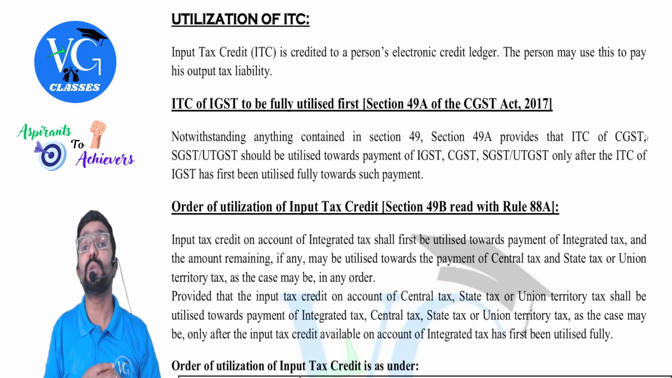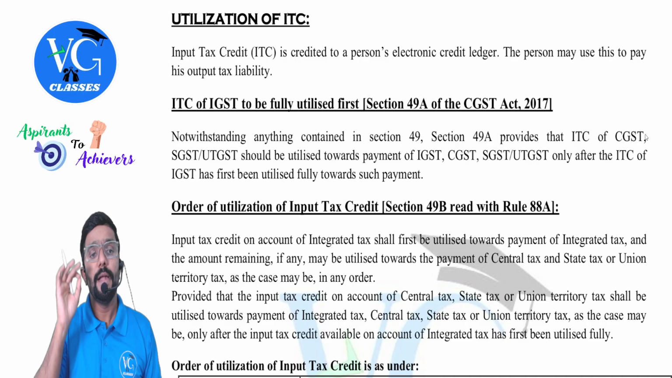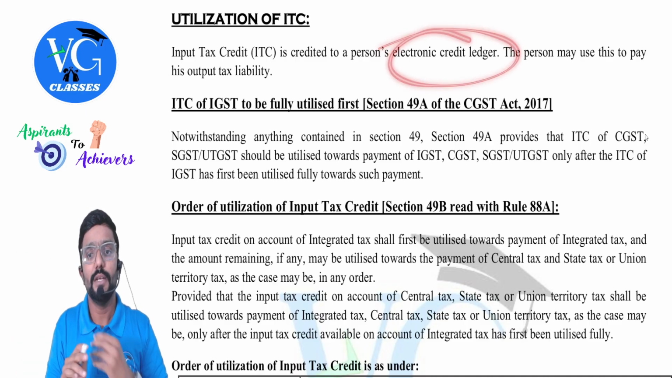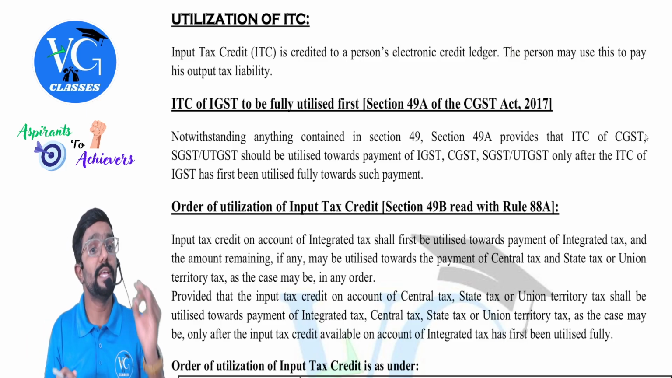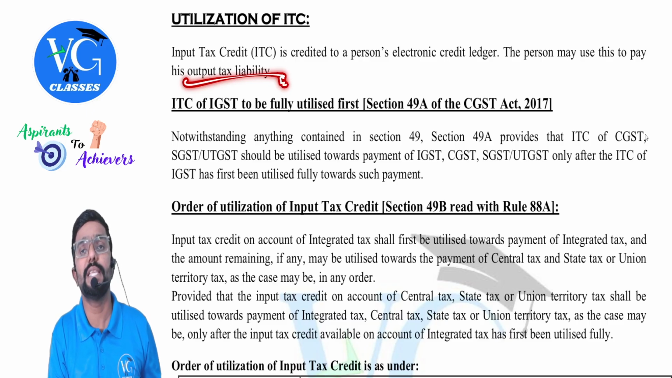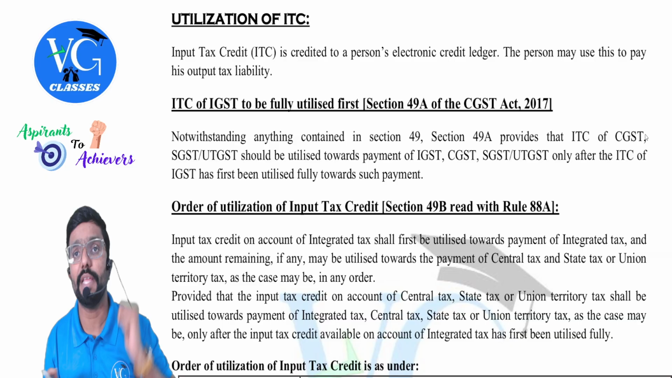We also have one point. This actually comes under utilization of ITC, which we'll be seeing next. So you can see here, one line is there. I will just read it. Input tax credit is credited to a person's electronic credit ledger. The person may use this to pay his output tax. That means whatever balance is there in the electronic credit ledger, we can use it to pay what? Output tax.